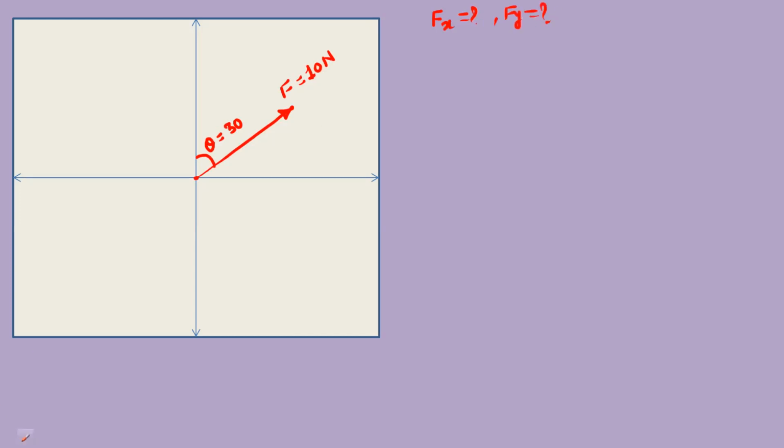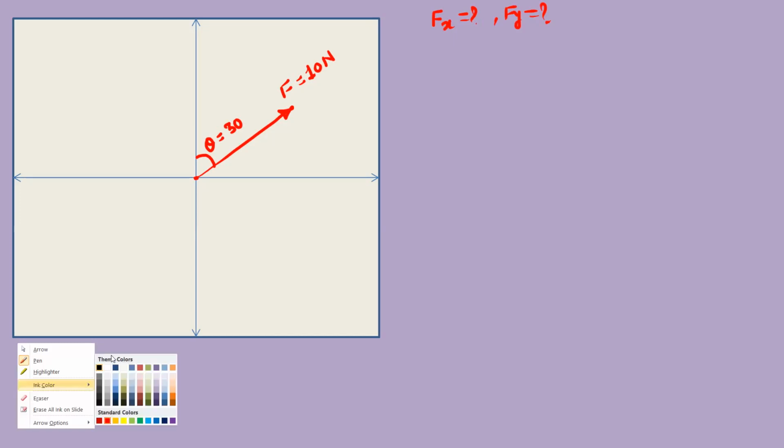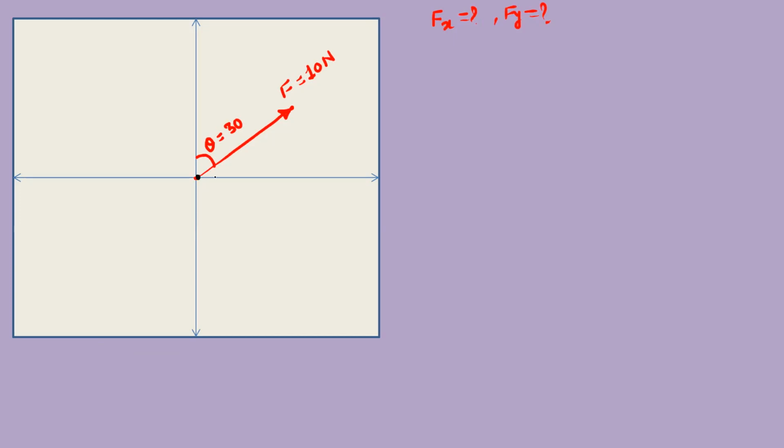So the procedure is the same. We should draw two vectors, one along the x direction. So this is Fx, and draw the second vector from the same point along the y direction. So this is Fy. Now Fx is opposite to angle theta.